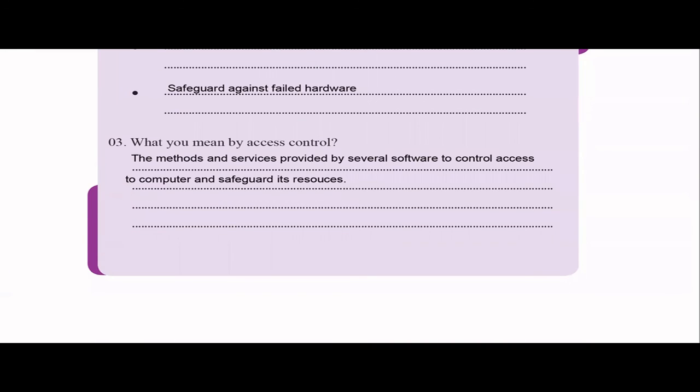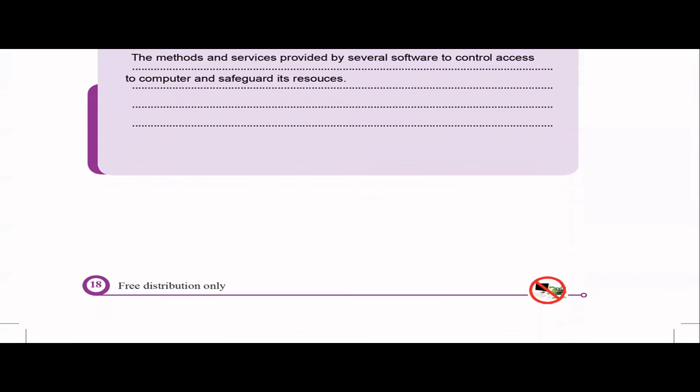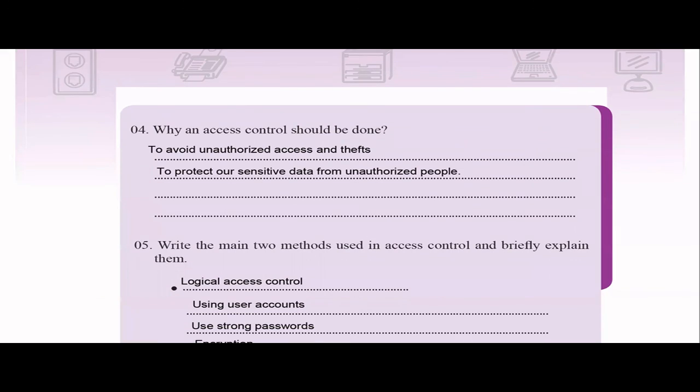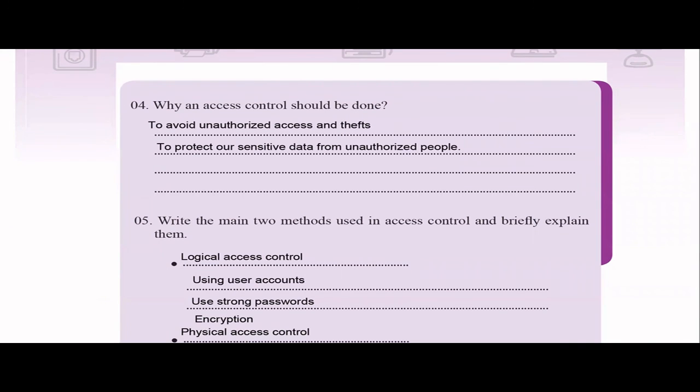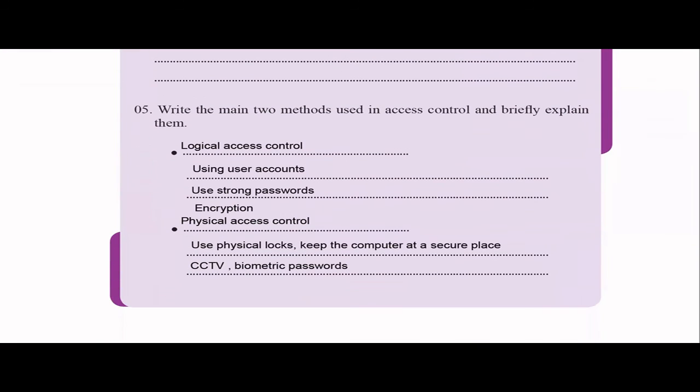What do you mean by access control? The methods and services provided by several software to control access to a computer and safeguard its resources. So it's not allowing everybody to access. There is a control over that. Why should access control be done? Because especially we should avoid unauthorized access. Sometimes it can be theft-like. So to protect our resources or sensitive data from unauthorized people, we always make sure this access control is implemented. Write the main 2 methods used in access control and briefly explain.